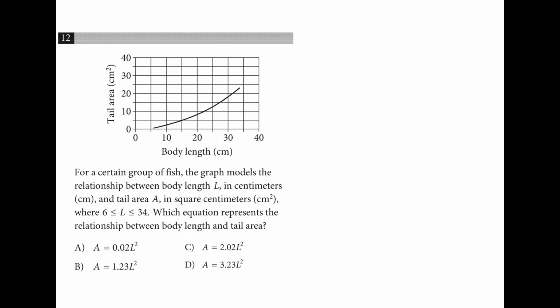So here's a clear point on this parabola. That's at (15, 5). If I plug in 15 for L, 15 squared is going to be 225. How do I get from 225 all the way down to 5? I have to multiply by a decimal. These are all going to make that 225 even bigger.